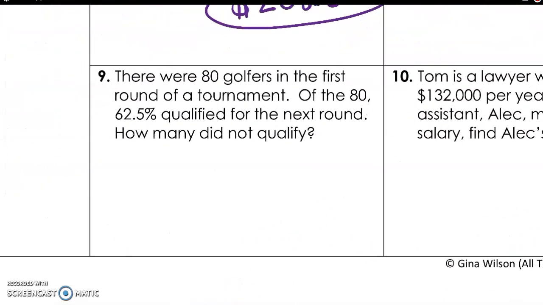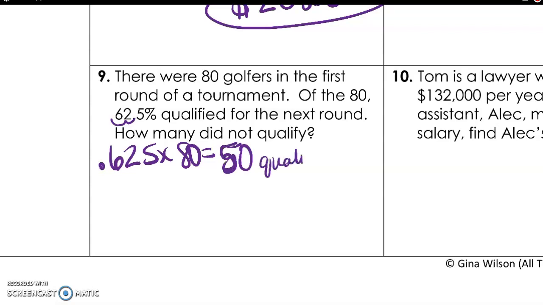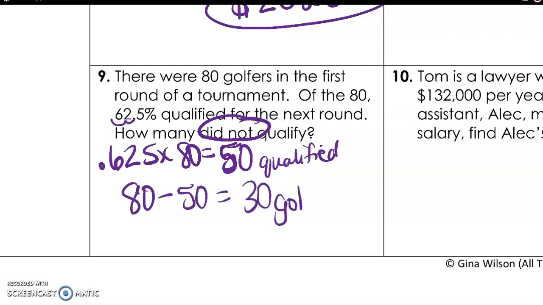Number 9, there's 2 ways to do this. There were 80 golfers in the first round of tournament, but only 62.5% qualified for the next round. How many did not qualify? So the first way to do this is use the numbers they give you. 0.625 times 80, and that gives you 50. 50 is how many did qualify. So 50 qualified, they're asking us how many did not. So you would have to do 80 minus 50 to give you 30 golfers for your final answer.